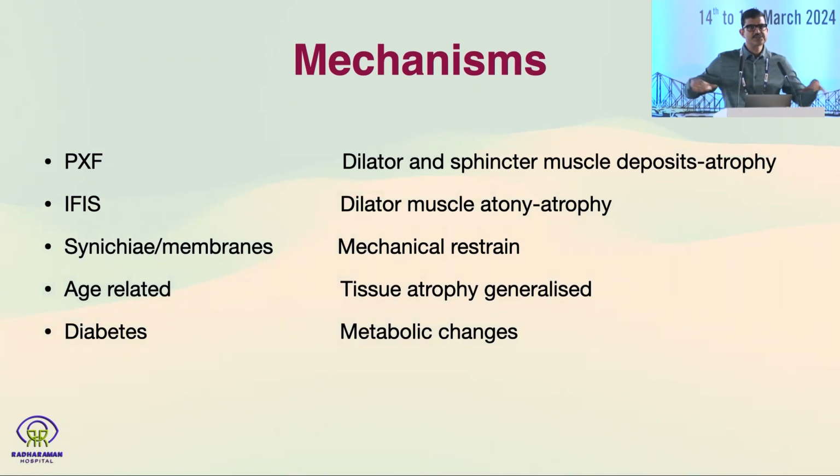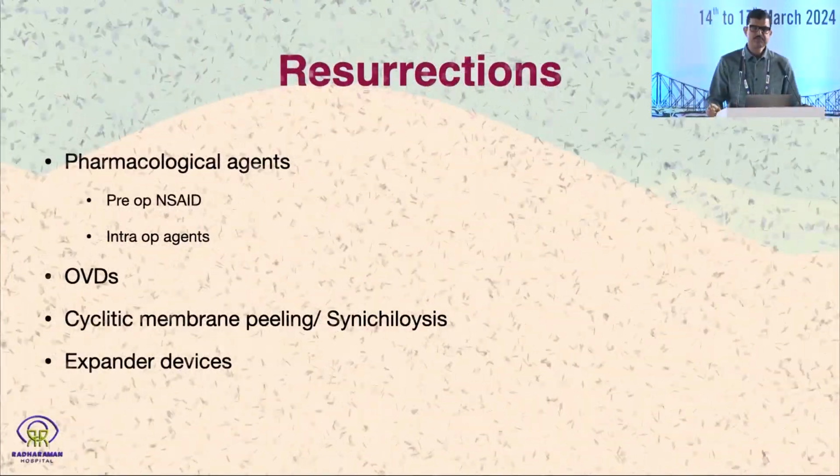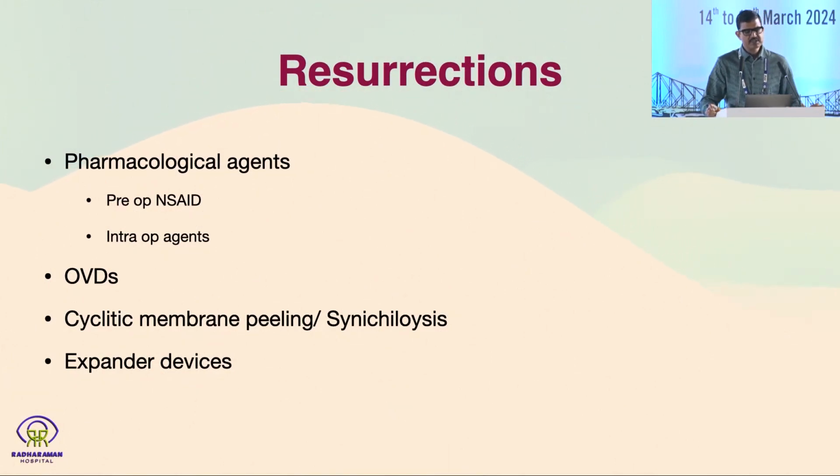Age-related, there is a generalized tissue atrophy that occurs everywhere, in the capsules of joints, to the brain, to the iris muscles as well. And in diabetes, you have metabolic changes occurring in the sarcomeres, which also prevent a pupillary dilatation properly. The resurrective measures: you have pharmacological agents, pre-operative NSAIDs, intraoperative agents, combination of different agents that work.